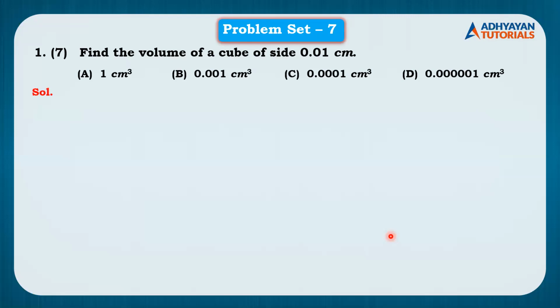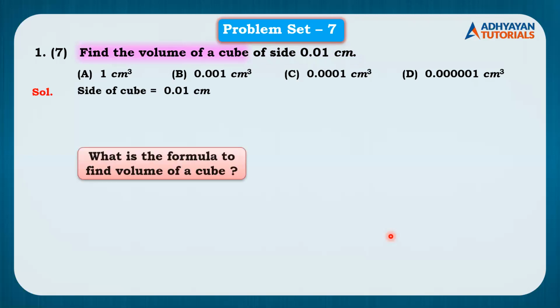And now students, if this is the question, let us see first what is the information given. The first information which is given to us is side of a cube is 0.01 centimeter. And what are we supposed to find? The question says we have to find the volume of cube. Now, students, I want to ask a question to you all. What is the formula to find the volume of a cube? Yes, the formula to find the volume of a cube is nothing but side cube.